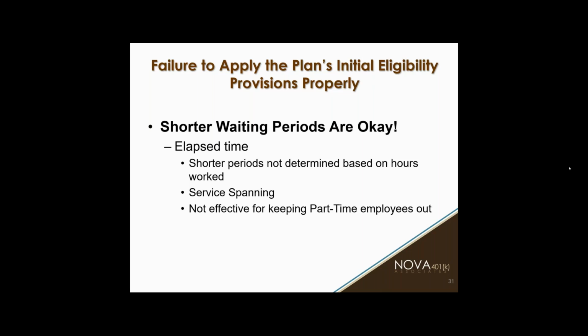So what that means is, again, in the same situation, I start with the original date of hire. And if I've got a 3-month wait, I just go to the 3-month anniversary date. And if the person's employed on that 3-month anniversary date, they're in. They could have worked 1 hour at the beginning of the period and 1 hour at the end, and it's as if they worked all 3 months. It's called service spanning, for these shorter periods. And it's not effective for keeping your part-timers out, because it's not based on hours or anything like that.